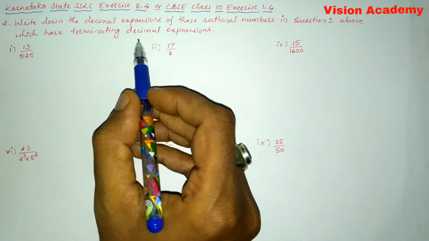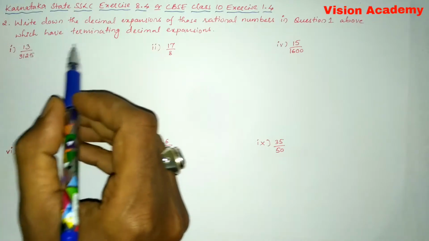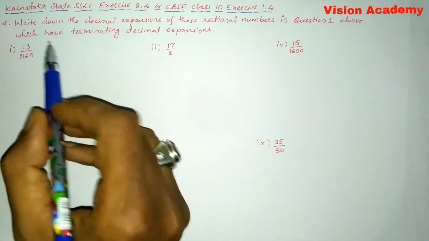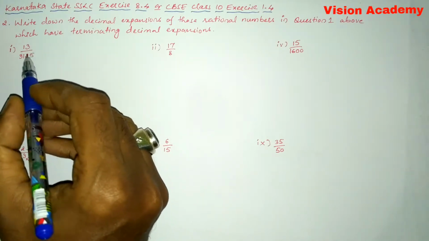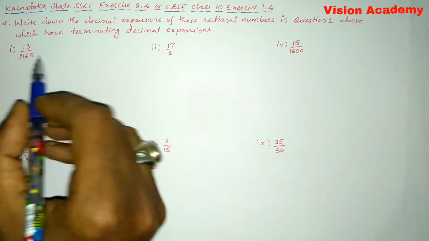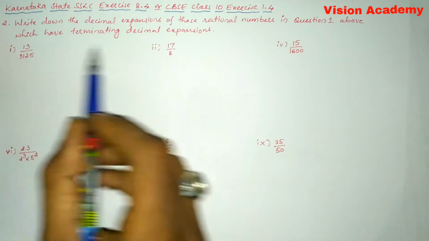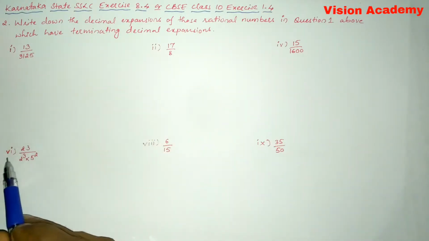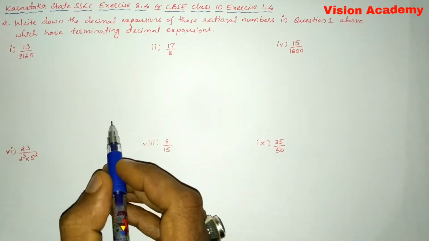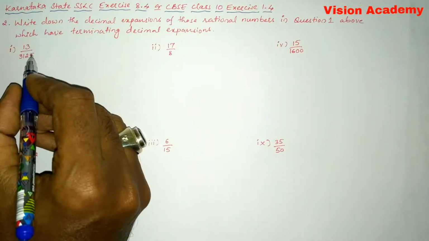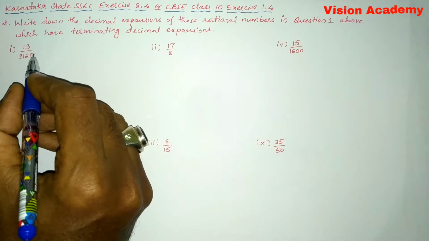So in this particular question we have studied in the last video some of the decimal expansions which were terminating. I have taken the first, second, fourth, sixth, eighth and ninth. So all these six were terminating. So let us convert this one into decimal fraction.